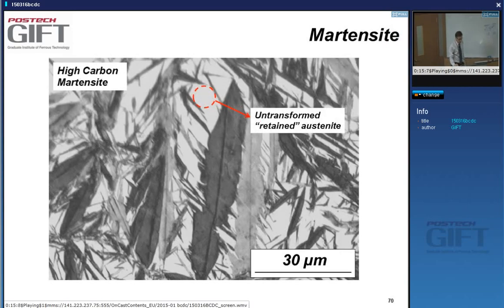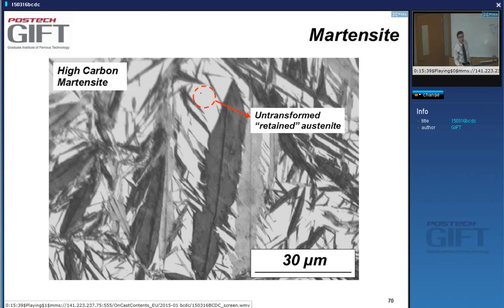Right, so this is an example of high carbon martensite. Do you see the microstructure is very different? You still see these very large laths of martensite in this case. And then in between, you see regions that are very smooth and gray. That is austenite that hasn't transformed and will not transform. It's what we call untransformed, or retained austenite.